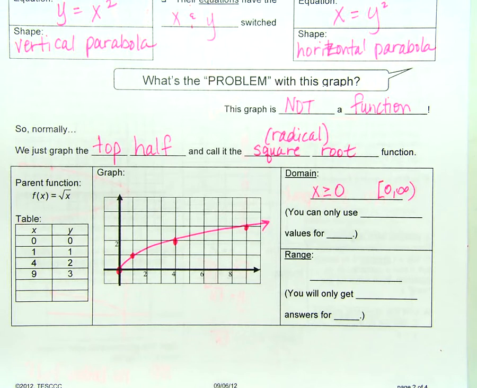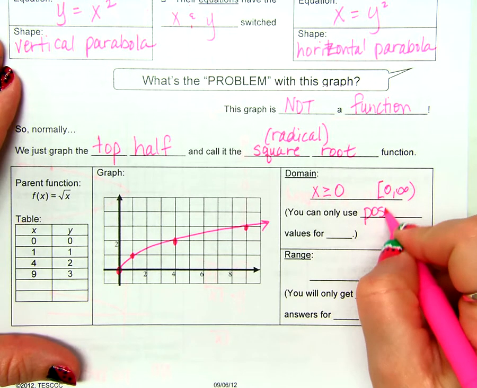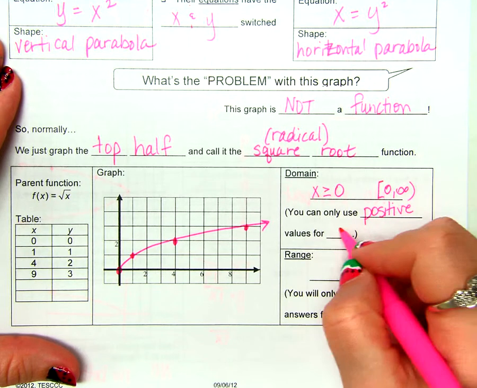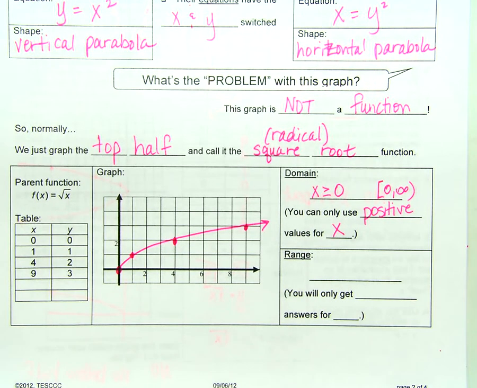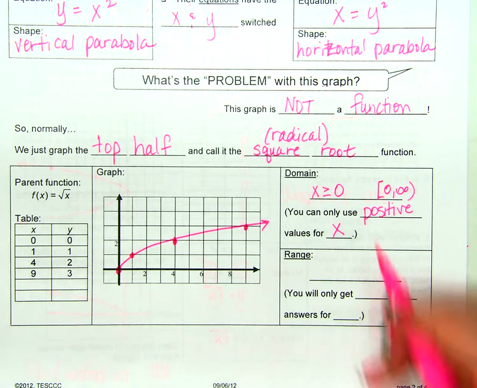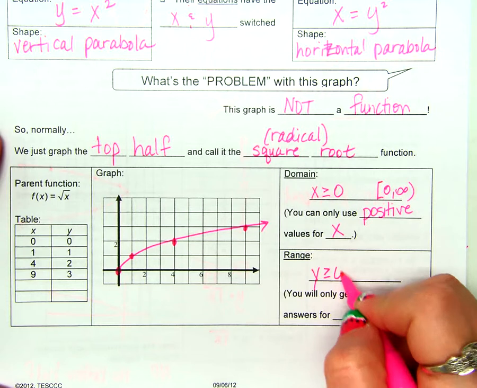Excellent. But it says you can only use blank values for blank. Very good. Positive values for x. So what about the range? What do you know about the range? Y is greater than or equal to 0.